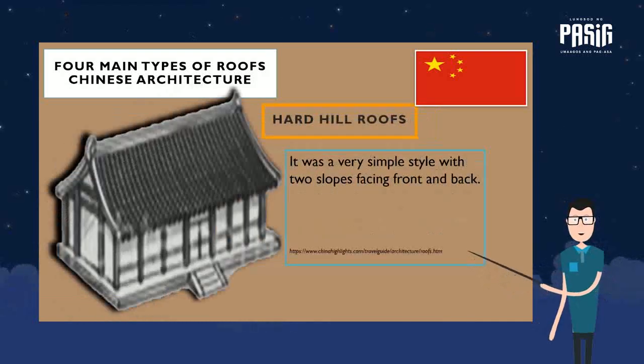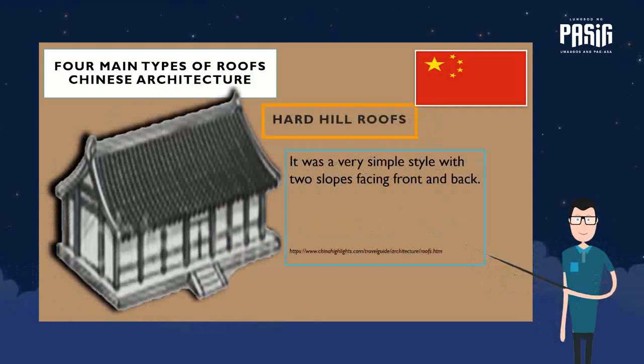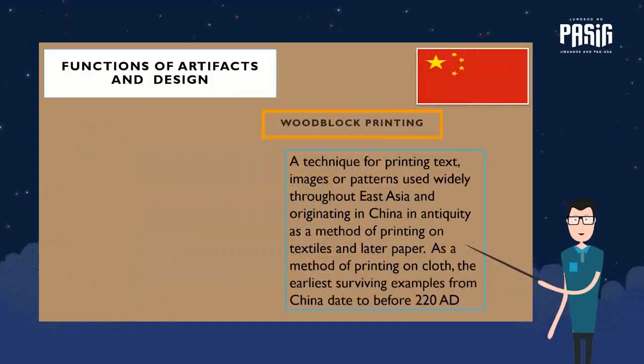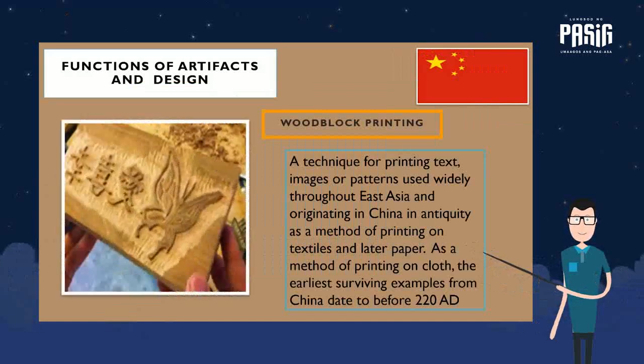Let's have our last roof, hardy hill roofs. It was a very simple style with 2 lobes facing front and back. That is hard hill roofs. Now let's have functions of artifacts and design. Let's start first with woodblock printing.